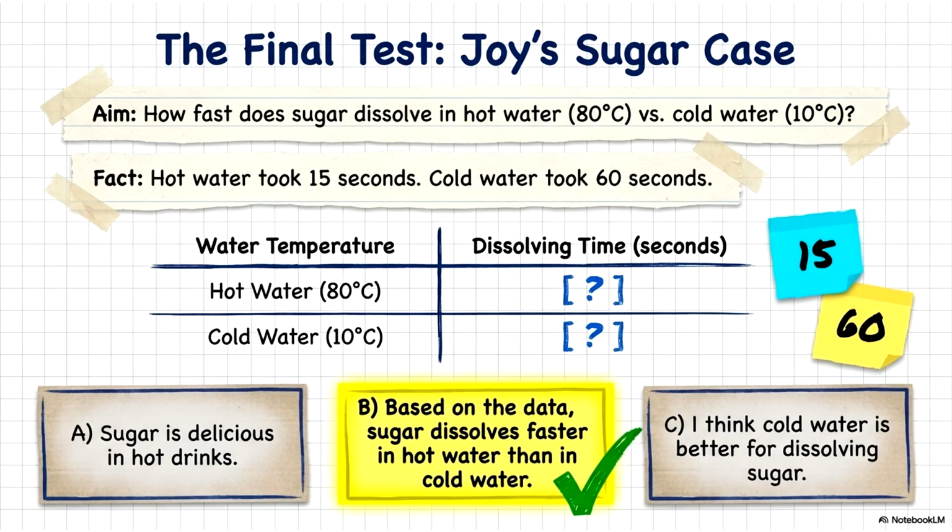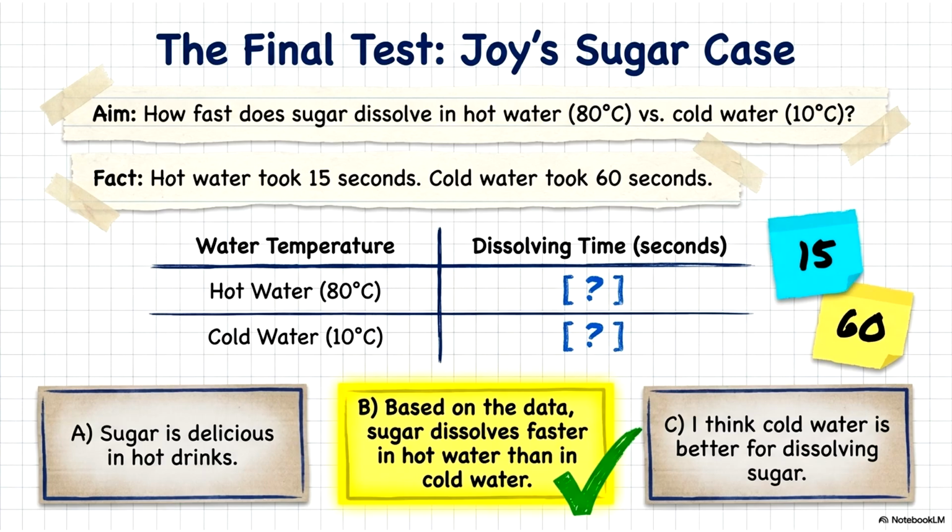Choice B uses the evidence from the experiment. The data shows that sugar dissolved faster in hot water. Therefore, the correct conclusion is sugar dissolves faster in hot water than in cold water.